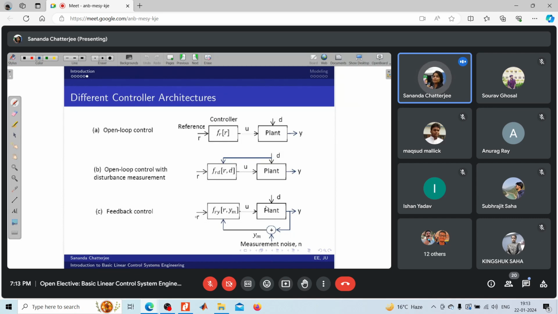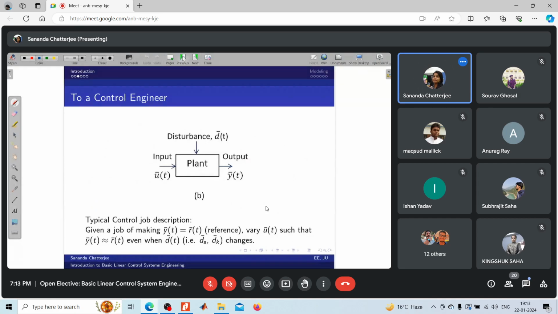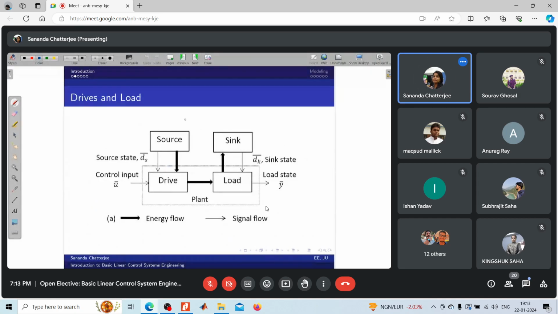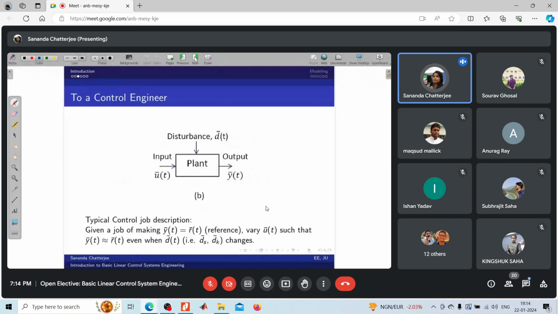And finally we came to the structure of a feedback control. In these two cases I have already discussed this, it is just a summary of the previous class. In the first case we discussed that d, the disturbance signal, may come from the source or the sink. Do you remember this? We also discussed the equivalence of source and sink with drive and load for practical cases in the last class.